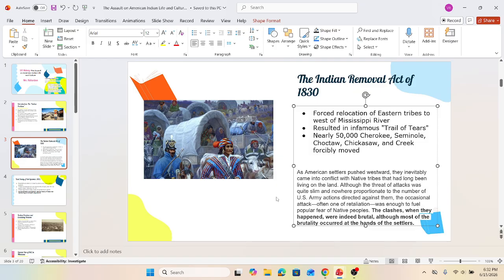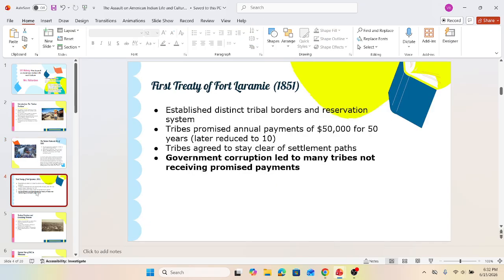Moving forward through time, as American settlers pushed westward, they kept coming into conflict with native tribes that had been living on the land for a long time. Although the threat of attack was fairly slim, the occasional attack was enough to fuel popular fear of the native peoples. And often when Native Americans did attack, it was in retaliation for being mistreated by American settlers. These clashes, when they happened, were indeed brutal, although most of the brutality occurred at the hands of the settlers. So we're going to talk about some of the policies that the U.S. government put in place and some of the retaliations that took place.